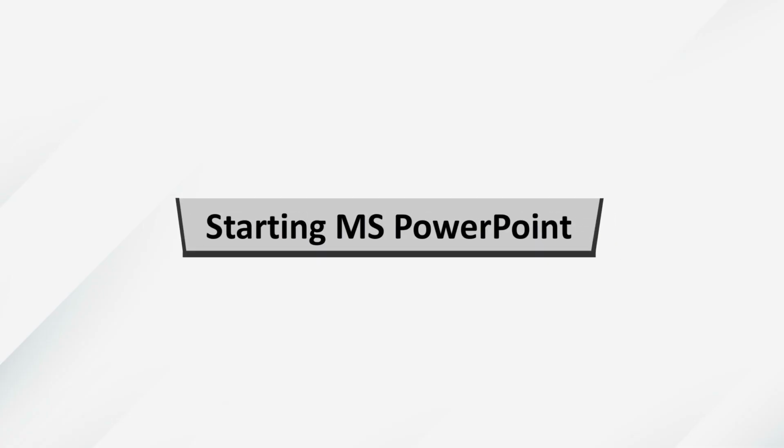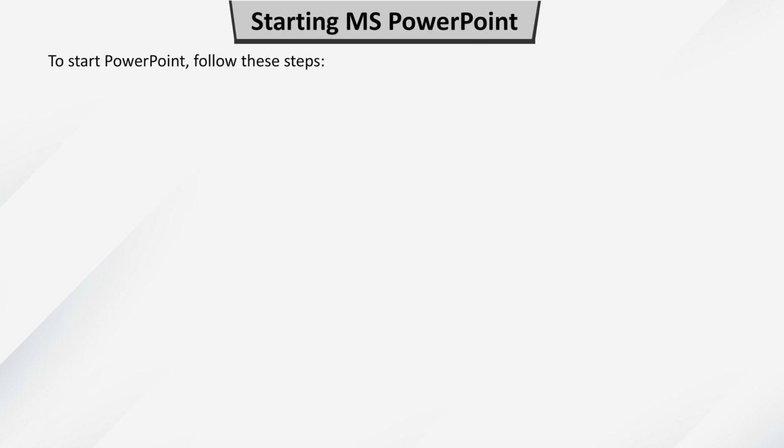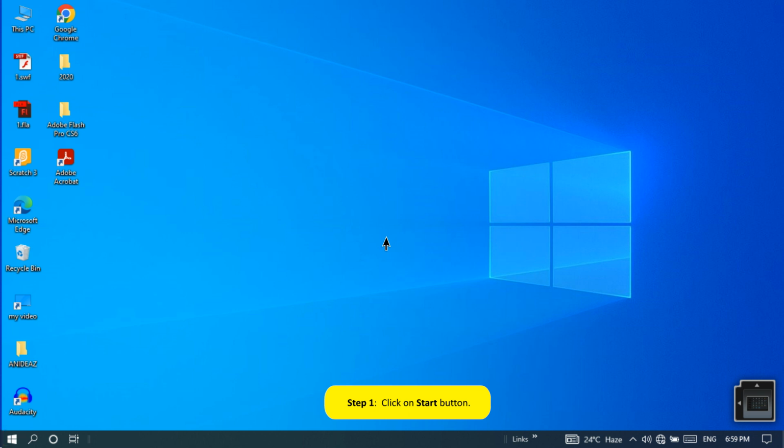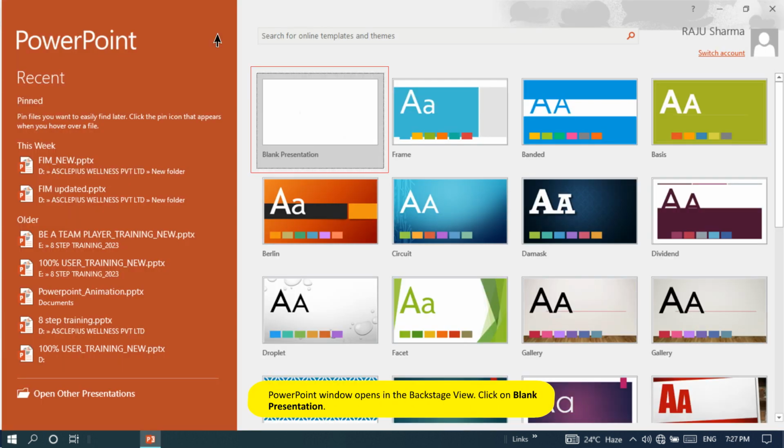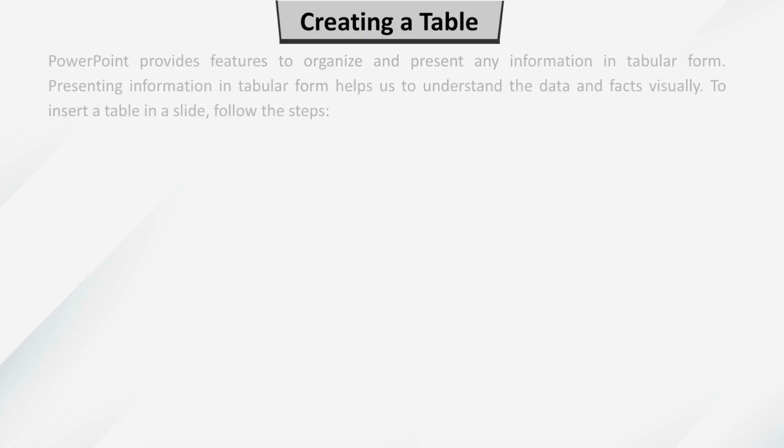Starting MS PowerPoint. To start PowerPoint, follow these steps. Step 1. Click on Start button. Step 2. In the Start menu, scroll to PowerPoint 2016 or PowerPoint. PowerPoint window opens in the Backstage view. Click on Blank Presentation.